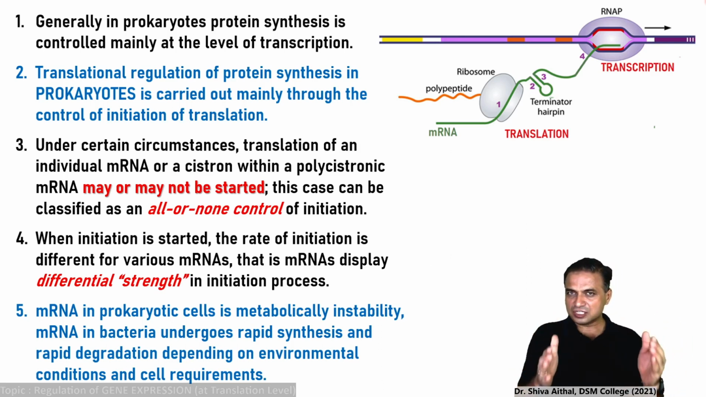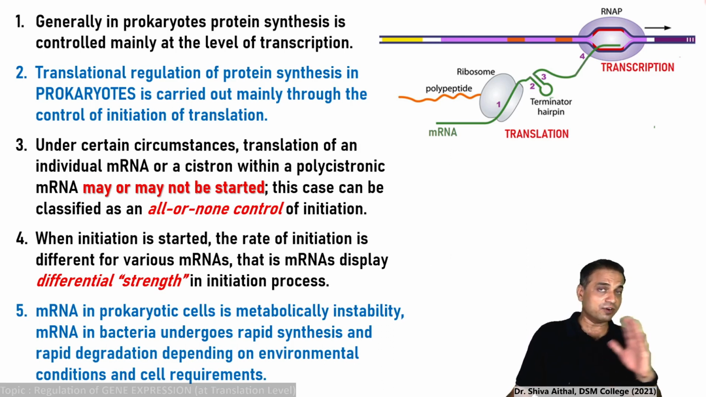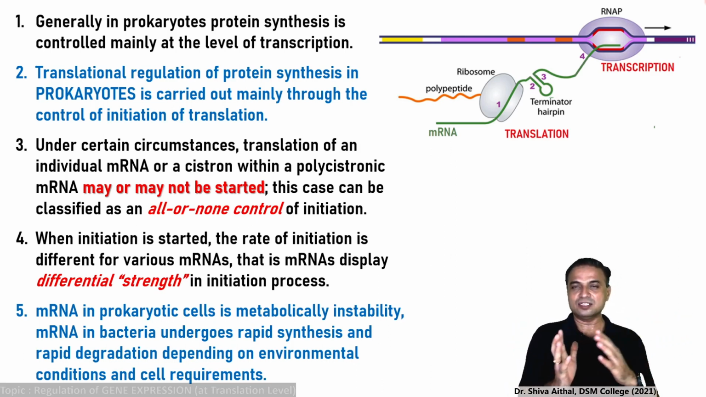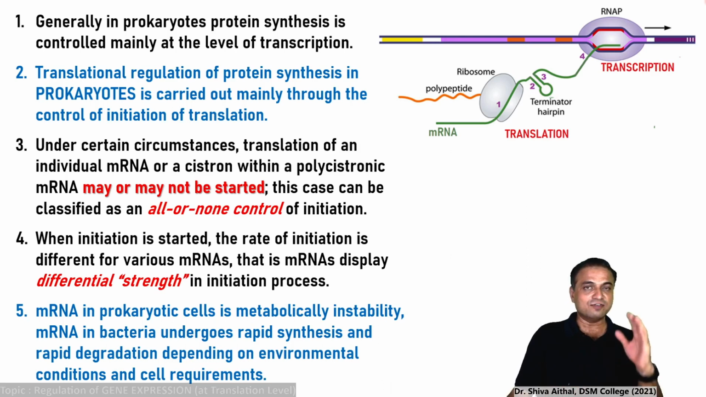When the initiation is started, fourth point, the rate of initiation is different for different mRNAs. Means the speed at which the mRNA is translated into proteins, that is the strength of the ribosomes to translate into proteins, is different for different mRNAs. So this is also a very important part of control.